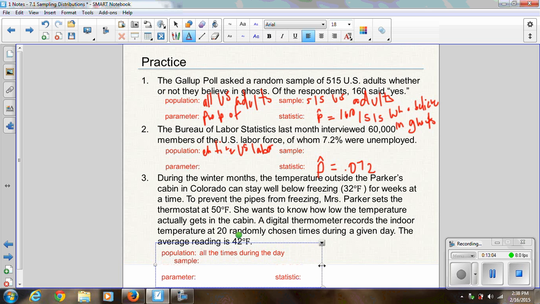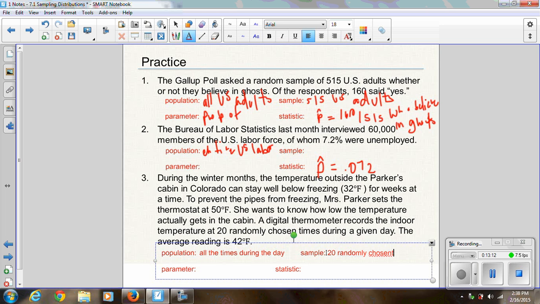And the sample in this case is going to be the 20 randomly chosen times. The parameter of interest is going to be the actual mean temperature, and that would be the indoor temperature of the cabin.